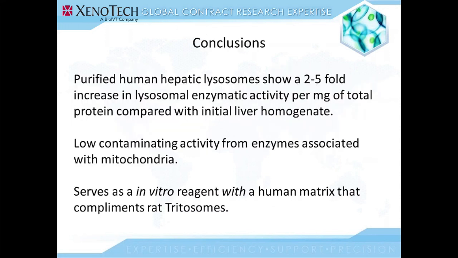So in conclusion, we have been able to purify human hepatic lysosomes, and on average they show a 2 to 5-fold increase in lysosomal enzymatic activity that you would associate with lysosomes compared to the initial liver homogenate. We see low contaminating activity from enzymes associated with the mitochondria, and we believe that this is going to serve as a good in vitro reagent with a human matrix that will complement rat tritosomes as an in vitro reagent for development.